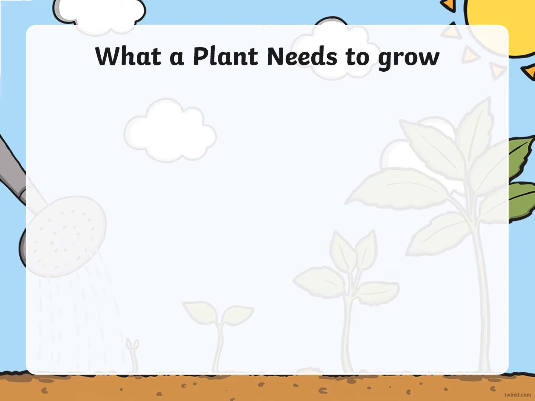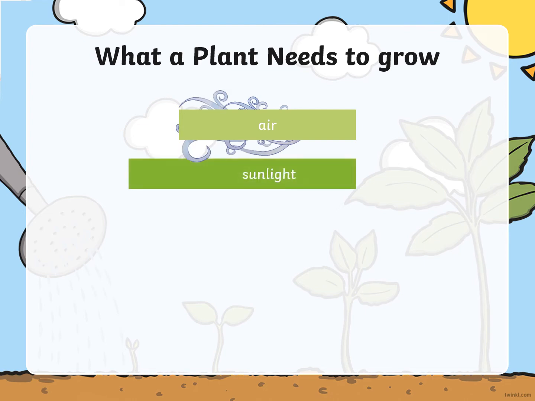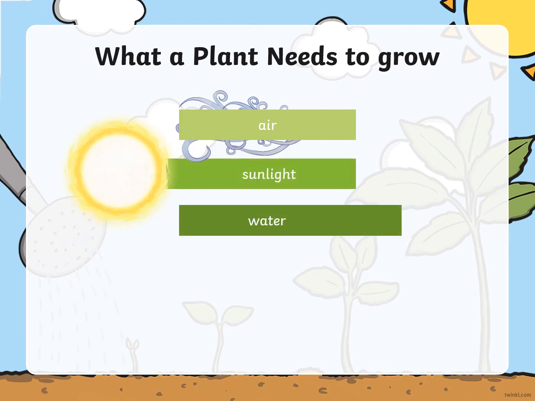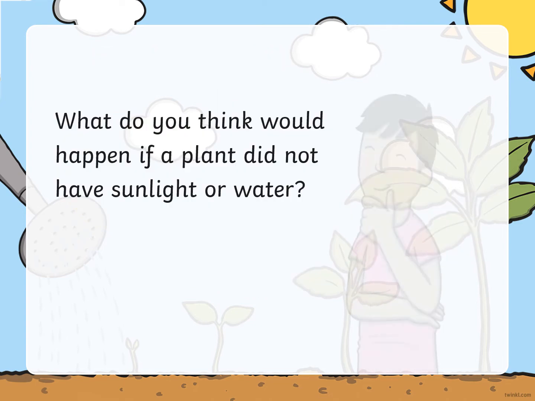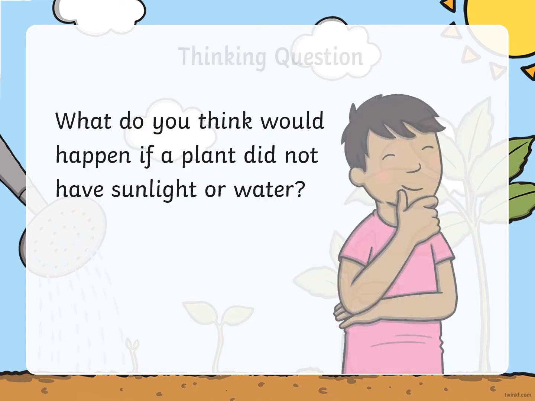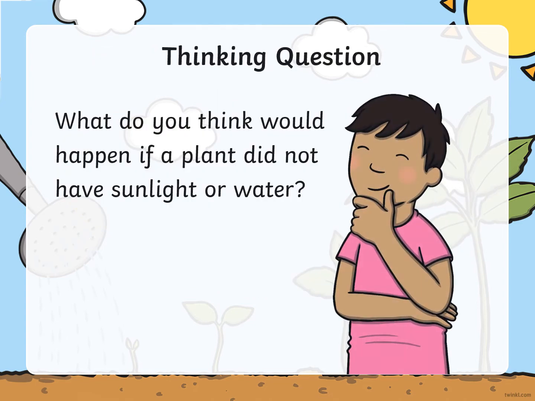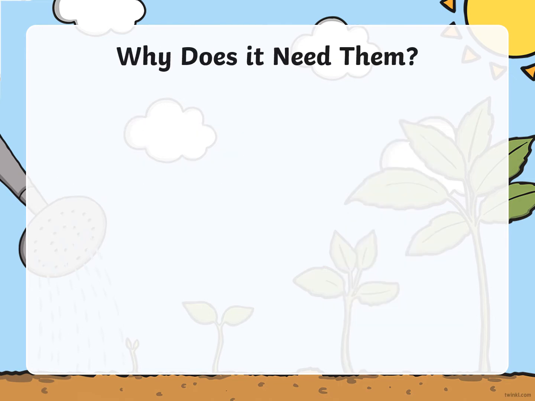Now let's talk about what a plant needs to grow. So plants need air, sunlight, water and nutrients or food to grow. So students, what do you think would happen if a plant did not have sunlight or water? So let's talk about it.